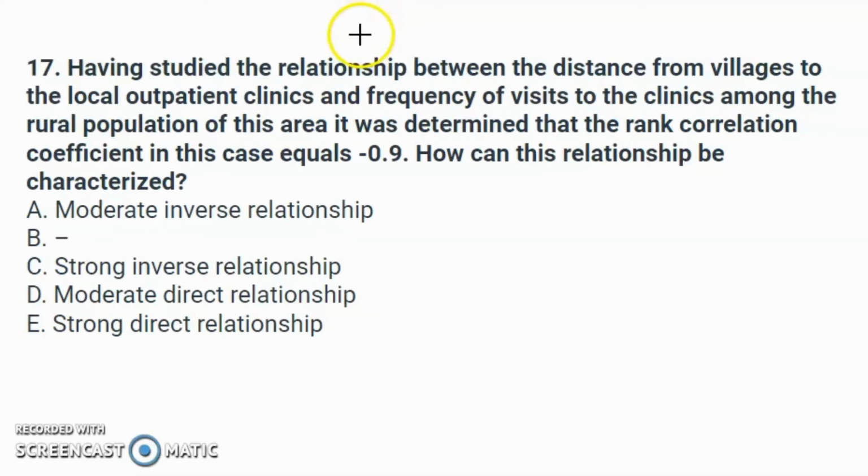And the similar question. Having studied the relationship between the distance from village to the local outpatient clinics and frequency of visit to the clinics among the rural population of the area, it was determined that the rank correlation coefficient in this case equals -0.9. How can this relationship be characterized?